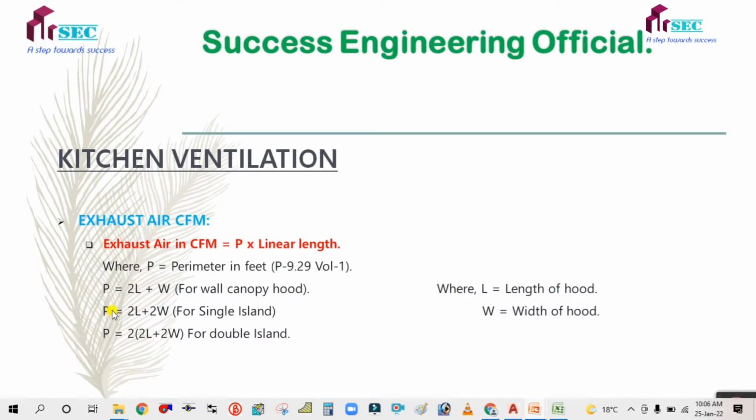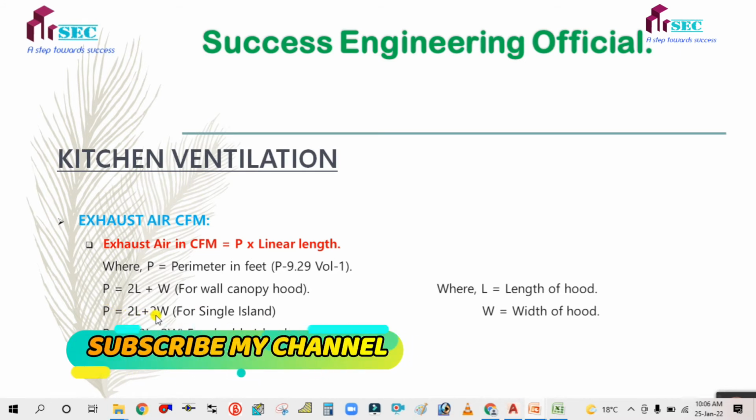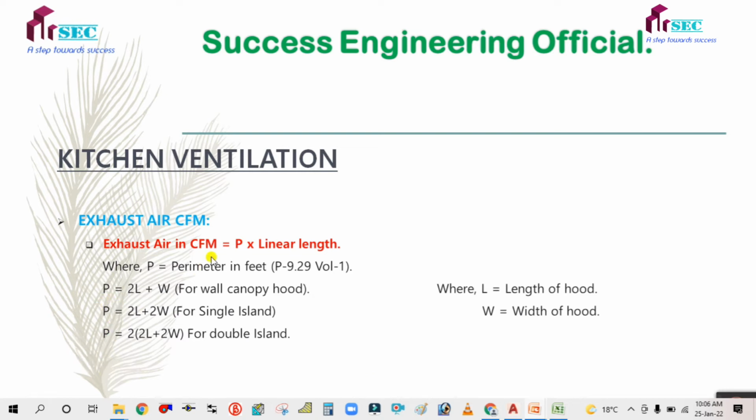Next, P is equal to 2L plus 2W for single island. If the hood type is a single island hood, then use this formula, P is equal to 2L plus 2W, to find the P value, and put this P value here and multiply with the linear length, then you will get the exhaust flow. And the next one, P is equal to 2 times (2L plus 2W), is for the double island. Double island is nothing but you simply multiply by 2 the formula of single island.